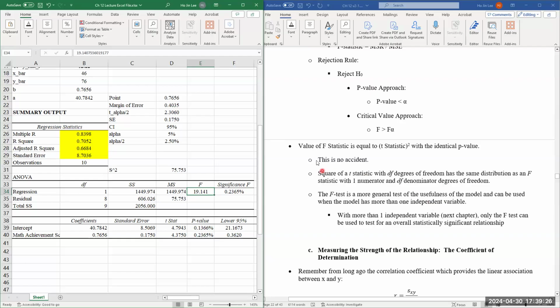And I want you to notice something. The value of the F statistic is equal to the T statistic squared, with identical p-values. This p-value and this p-value are identical. Okay, those are the same. Let's see if they are identical, equal to this. And it is. They are identical. Excel says so.